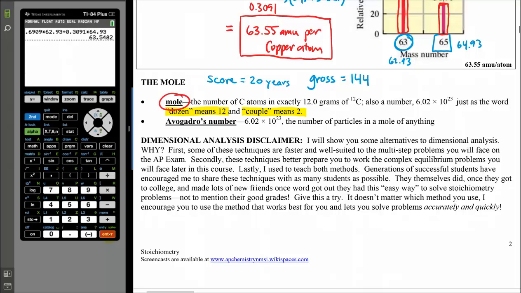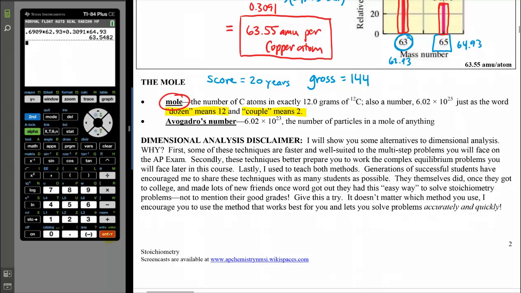Now, I want you to go in your little brain there. It's firing on all cylinders here. I want you to go in your brain and find the section of your brain where you keep words like dozen and words like gross or words like decade or couple or century. And you think about another word to stick in that box, and the word is mole.